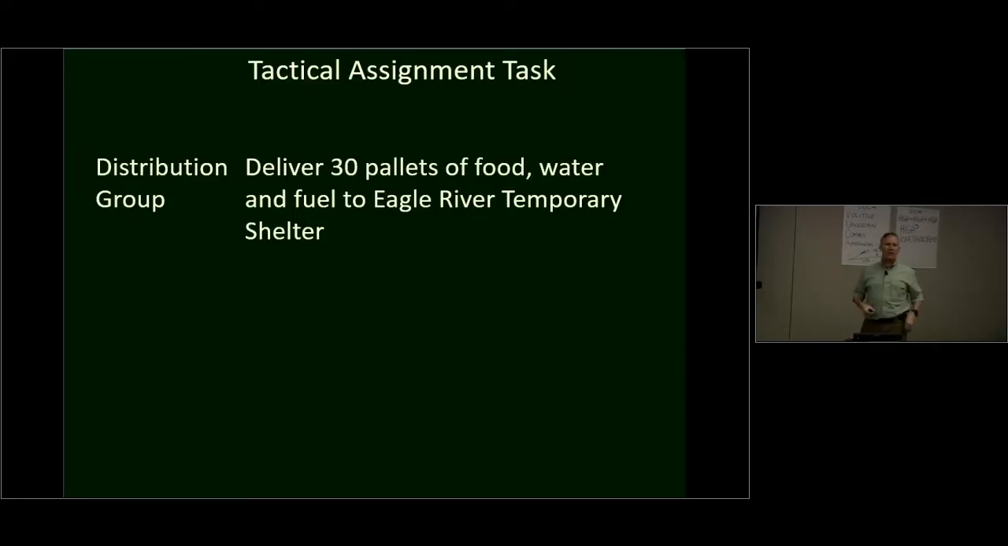So we're going to take a look at this. Now, anybody done an assignment up in Alaska? All right. You'll have to translate for the rest of us. Alaska can be a lot like Oz sometimes. It can go south on you really fast, right? So in this case, instead of division, you're a group, right? Distribution group, we need 30 pallets of food, water, and fuel to the shelter.